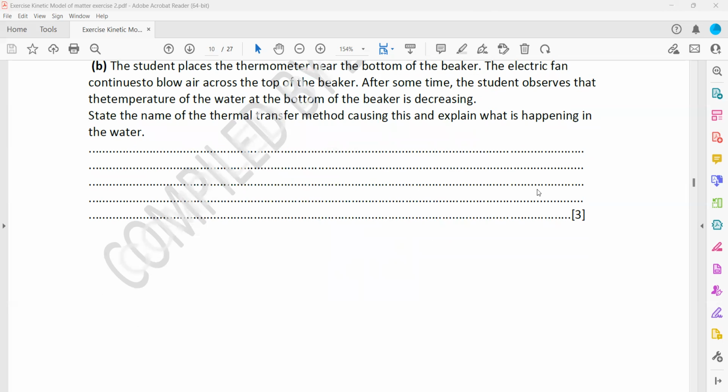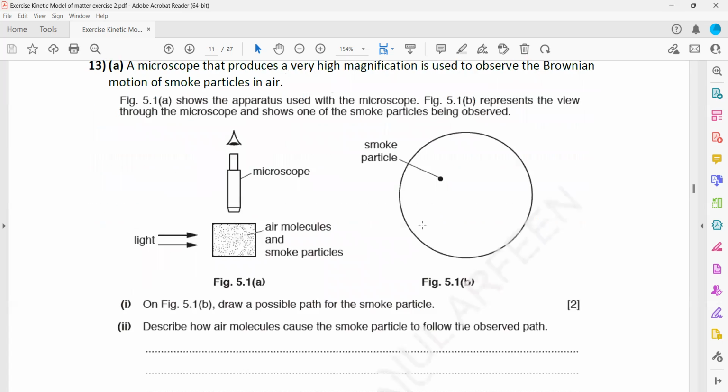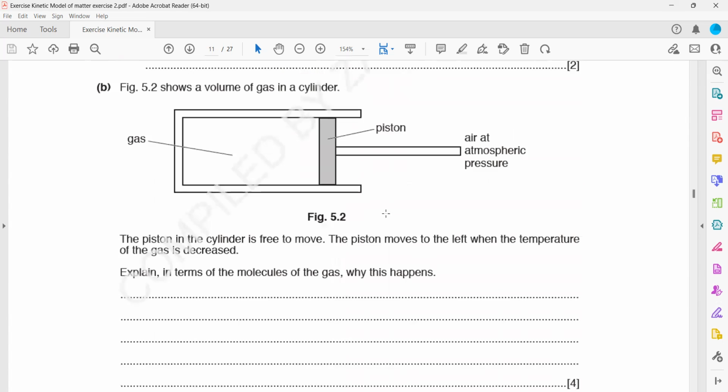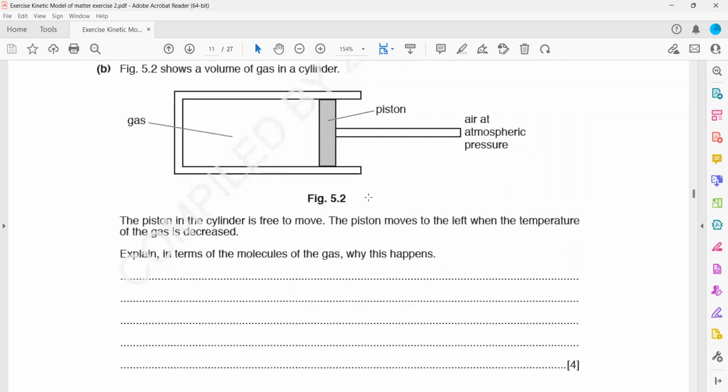This was page 10. Next is page 11, 13b. Figure 5.2 shows a volume of gas. The piston in the gas cylinder is free to move. The piston moves to the left. The temperature does not change. State in terms of molecules what happened. If I reduce this spacing, moving toward the left, what will happen to the pressure? The pressure will increase. It is 4 marks.